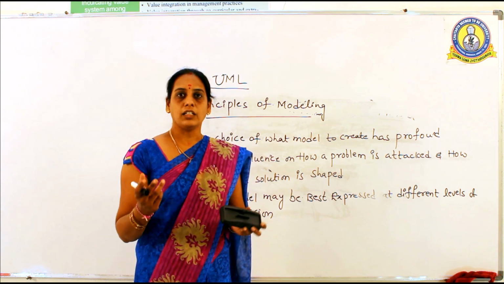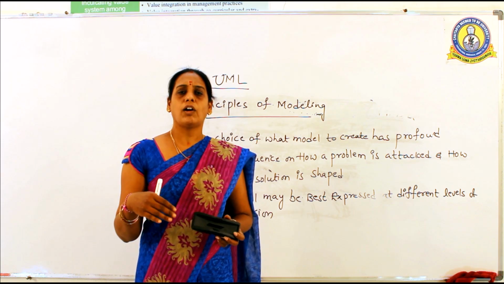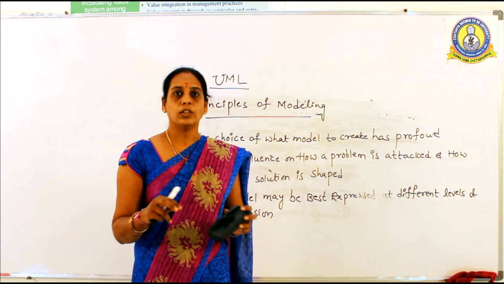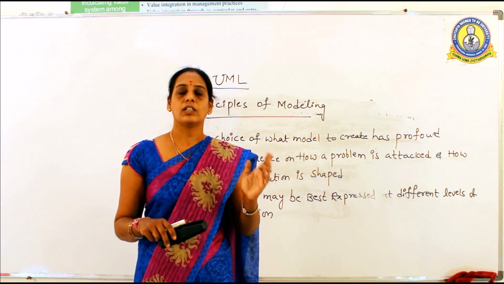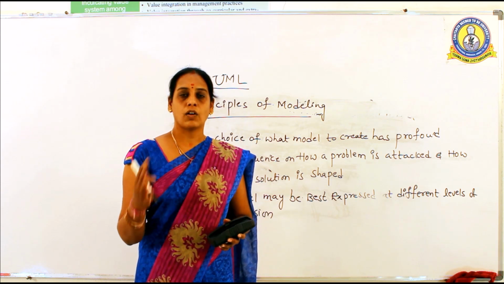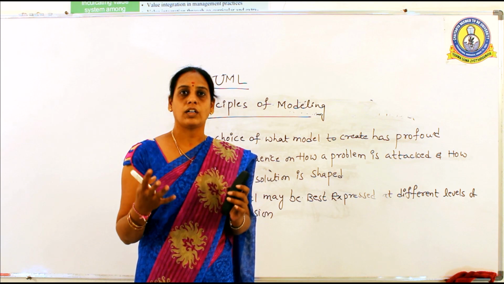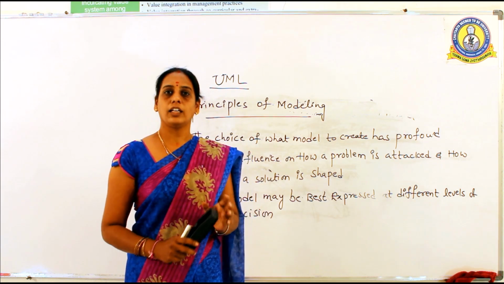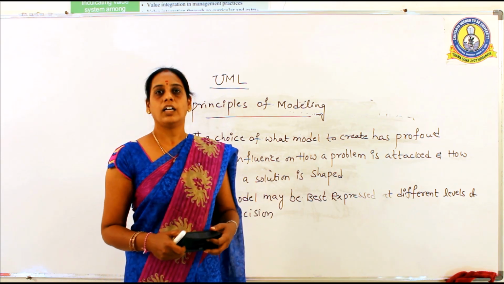That means some models are giving a detailed view, or some models are giving an overall view. So every model may be best expressed at different levels of precision. According to the software application, you have to choose your models. Whether you want the overall view or whether you want a detailed view of the model, that thing you can choose. That is the second principle given by the engineers.